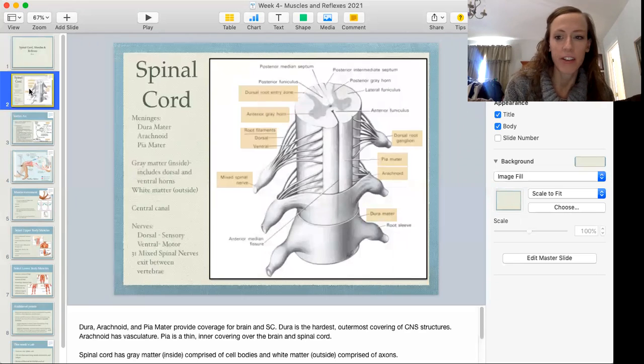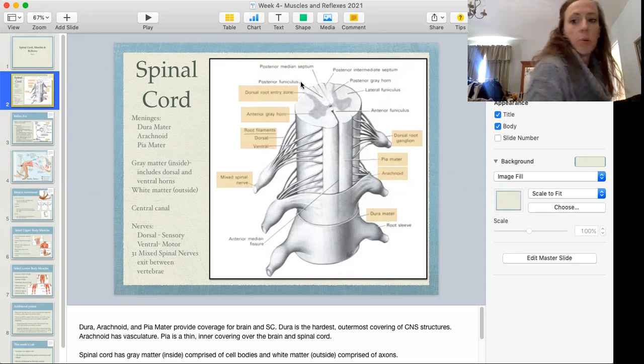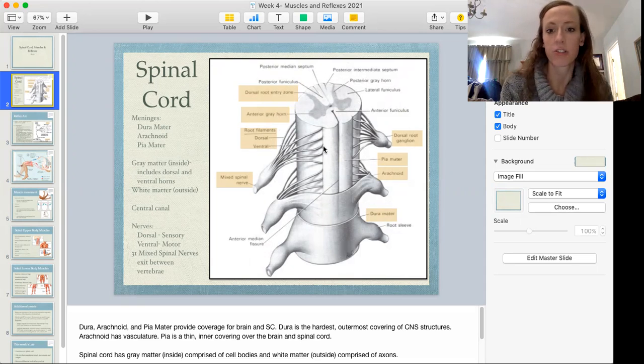So first, we're going to take a look at a picture of the spinal cord. This is a cut through the spinal cord, obviously up and down your back. The dorsal side of the spinal cord is this side, so that's most towards your back. The ventral side is this side, most towards your chest.